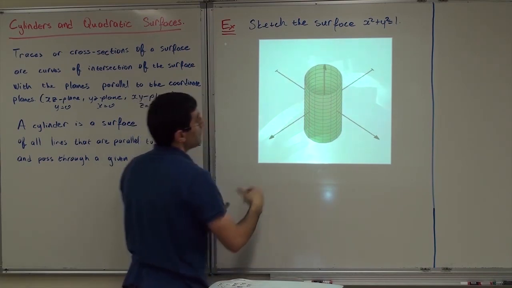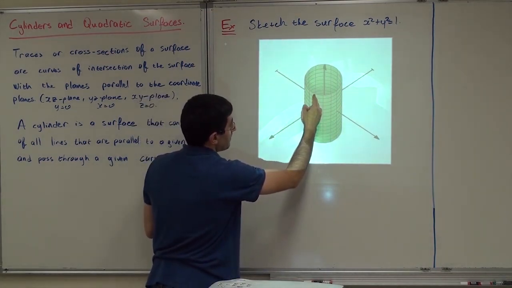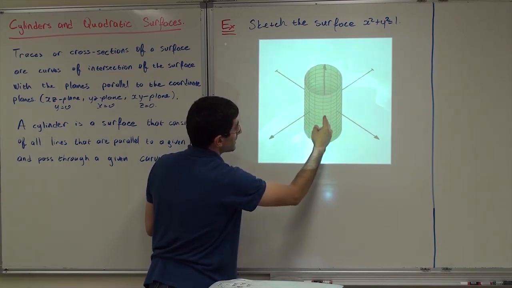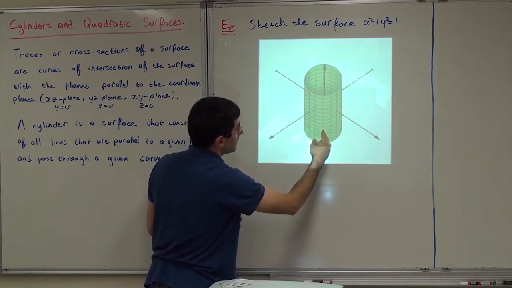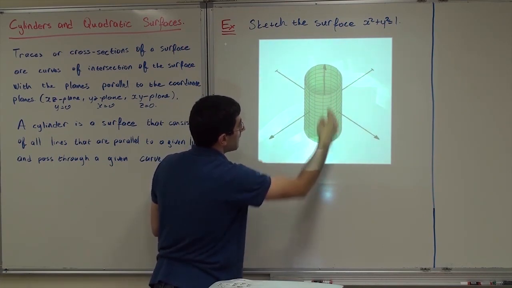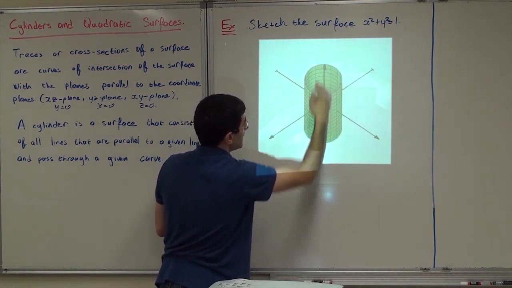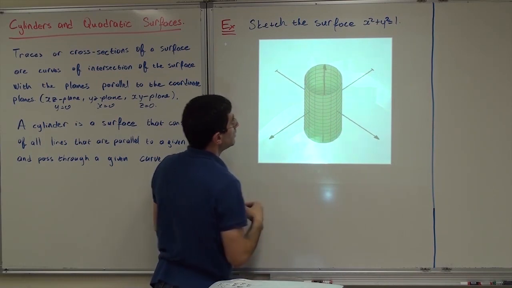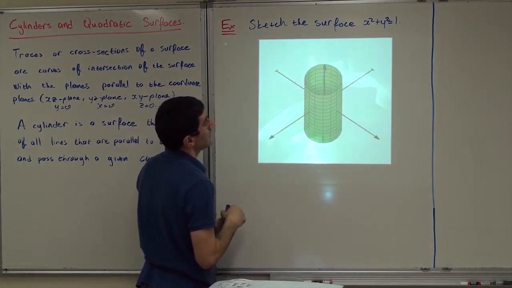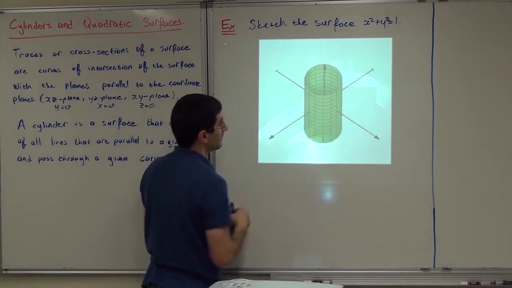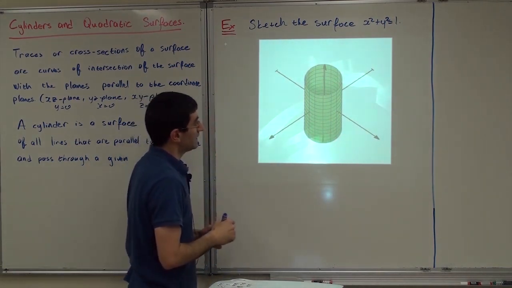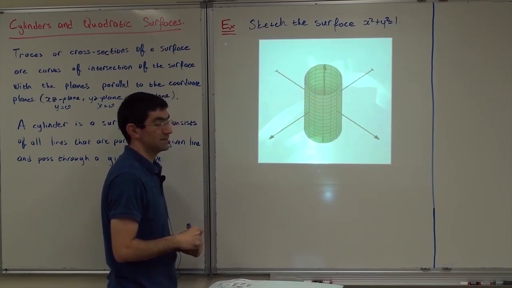And then we choose the z-axis and we draw lines parallel to the z-axis passing through the circle x squared plus y squared equals 1. And the final picture is going to be this infinite cylinder.